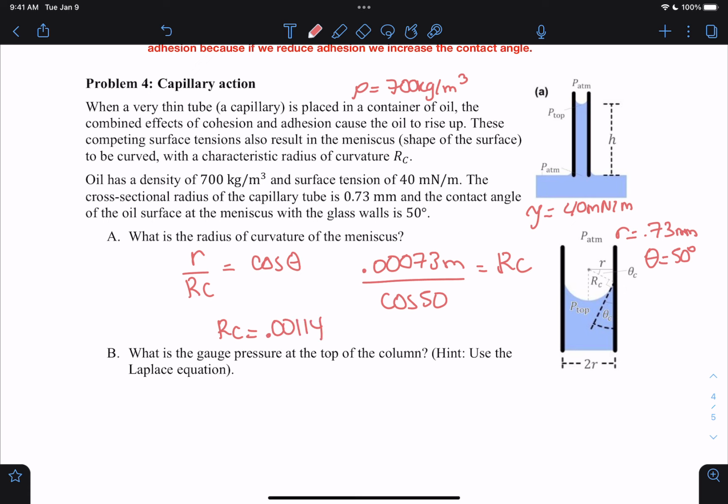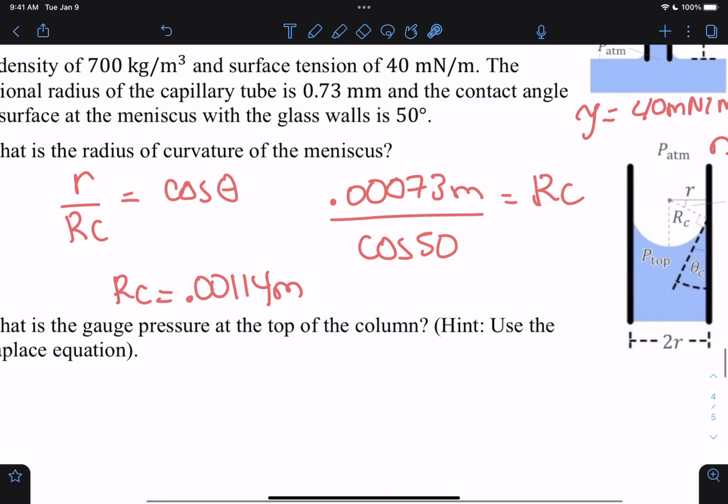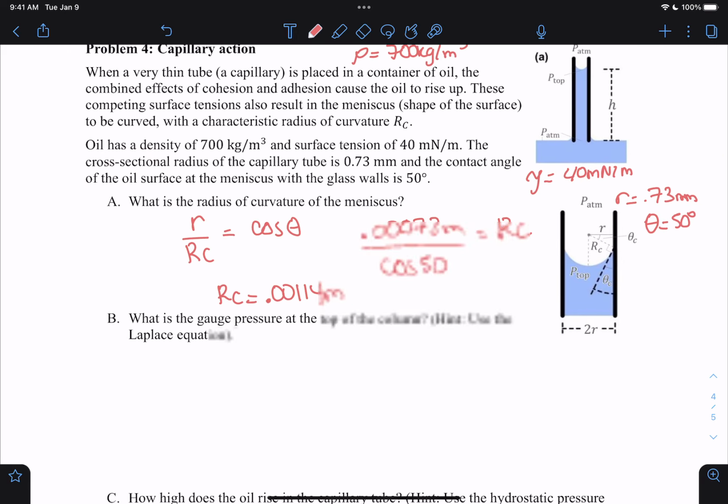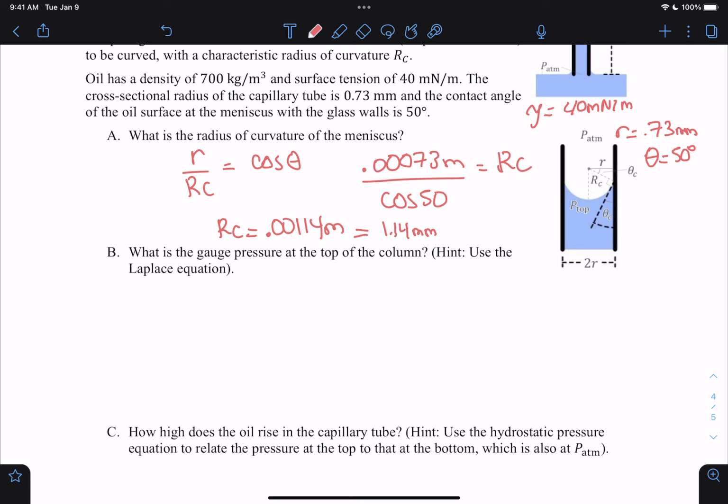And that's in meters, right? If we multiply that by 1,000, so move over 3 decimal points, we get 1.14 millimeters roughly. Now for part B, you can keep it in meters. I think it's going to be more beneficial probably to keep it in meters.